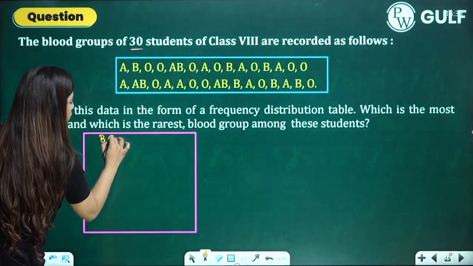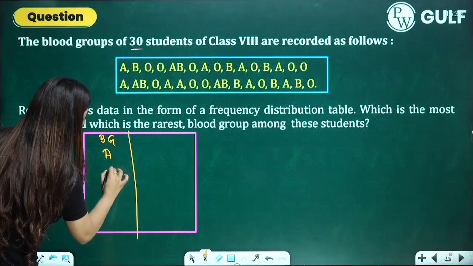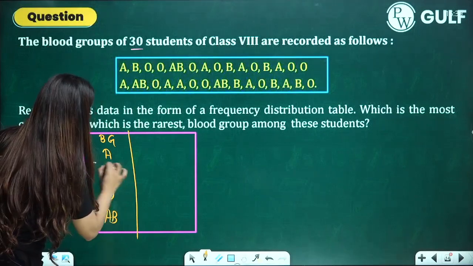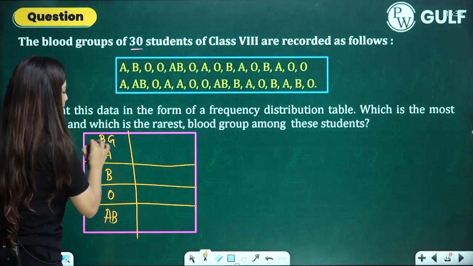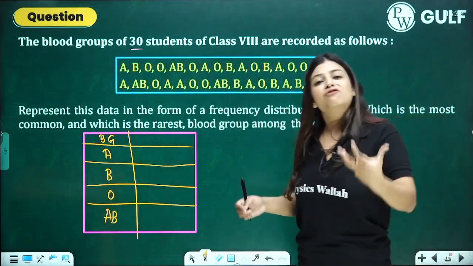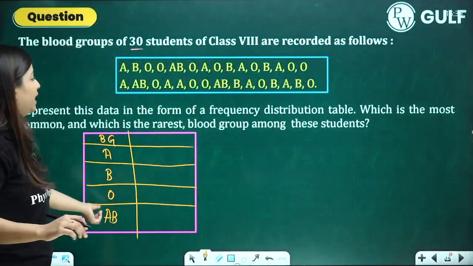Write down blood groups. Now that will become what? A, B, O and AB. Right? So what we have to see is how many people have A blood group, how many people have B blood group, how many people have O blood group and how many students have AB blood group.